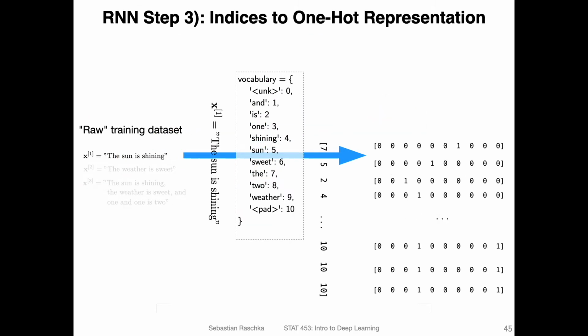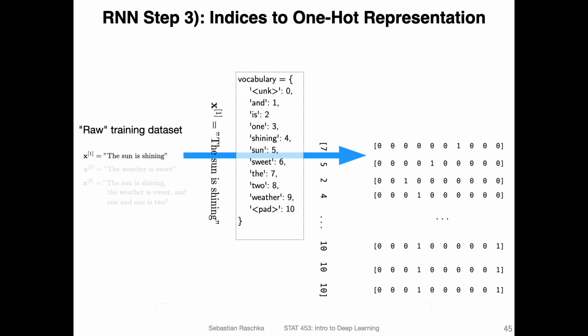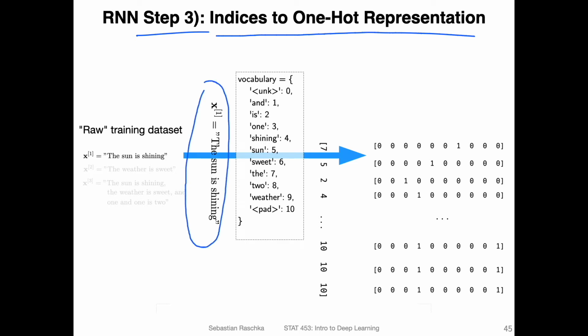All right, but moving on. Let's now say we have our training set converted into these integers. If I go back one more time, this was step 2. Let's now go to step 3, that is converting these indices to a one-hot representation. This one here is our sentence. We are only taking a look at one training example, just for keeping things smaller, otherwise they won't fit onto the slide. So let's only focus on the first training example.